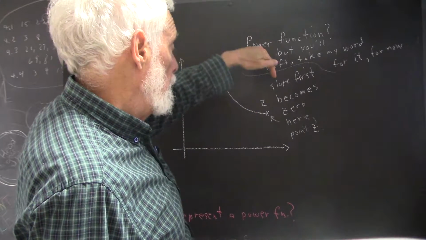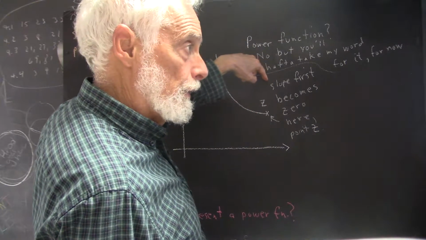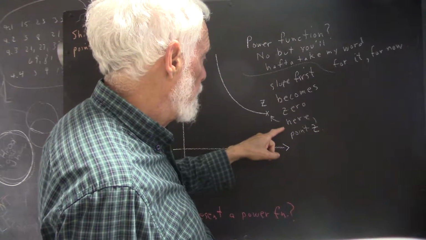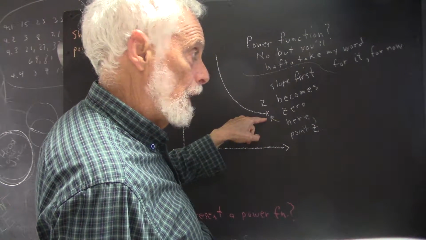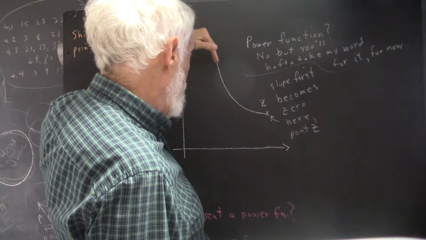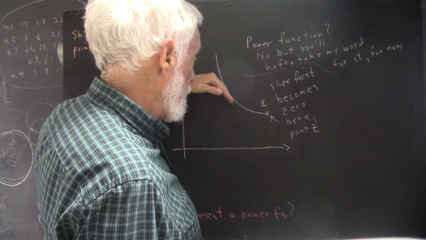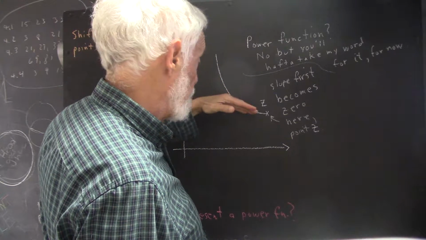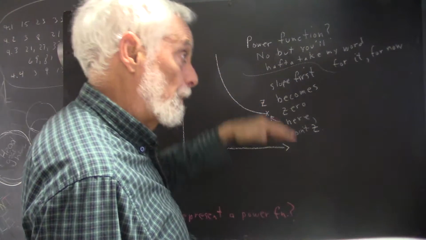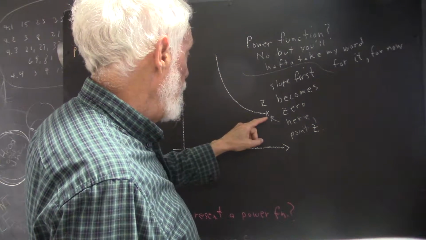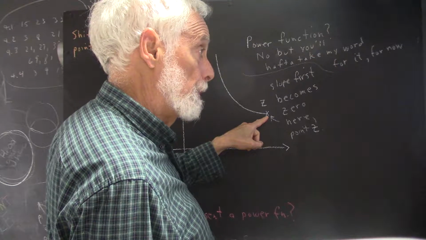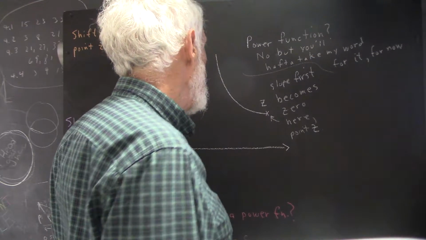Another thing is, one characteristic of this graph that I've specified here is that the slope first becomes 0 here at a point that we label point Z. So the graph has a negative slope, but that negative slope is becoming less and less negative. Actually, that negative slope is approaching 0, coming up from the negatives towards 0. And I'm specifying this as the point at which the slope first becomes 0.